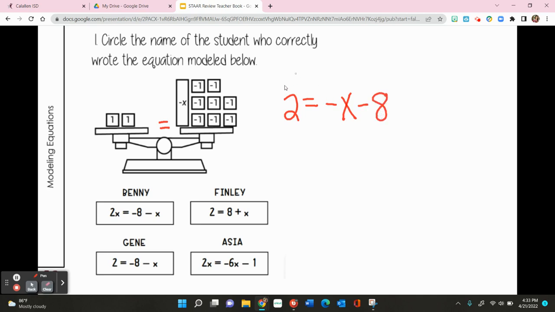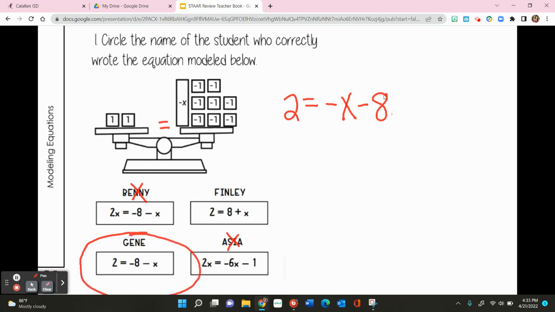So starting off, let's see what I can eliminate. On the left side, I should only have a constant of 2. So I can eliminate Benny and I can eliminate Asia because they both have an x with the 2, and there should not be an x with the 2. Now, on the right side, I have to have x as negative and 8 as negative as well. And if that's the case, then here, Jean is my answer.